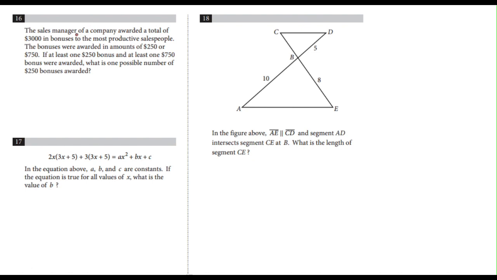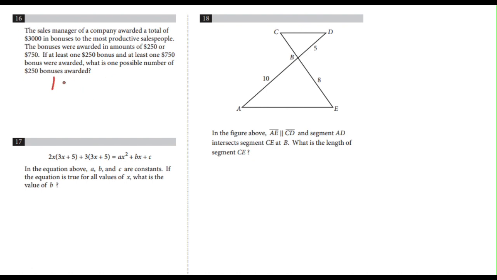Number 16. The sales manager of a company awarded a total of $3,000 in bonuses to the most productive salespeople. The bonuses were awarded in amounts of $250 or $750. If at least one $250 bonus and at least one $750 bonus were awarded, what is one possible number of $250 bonuses? So the key here is that the total number of bonuses needs to add up to $3,000.